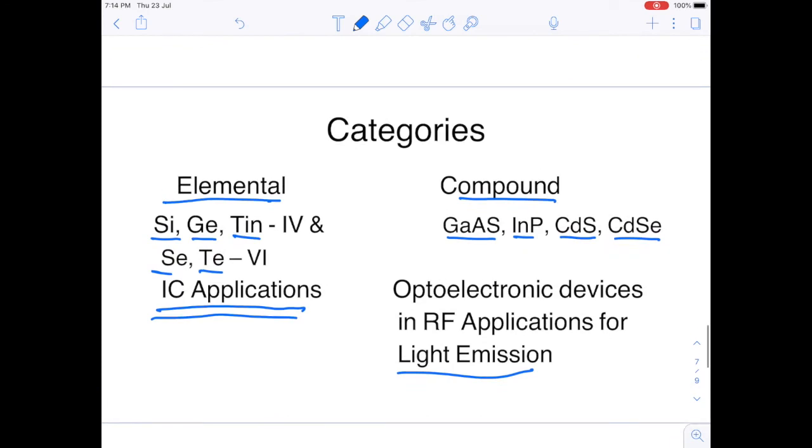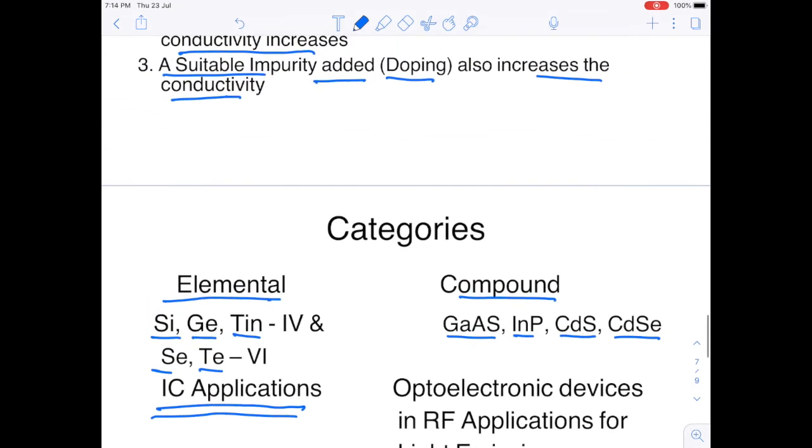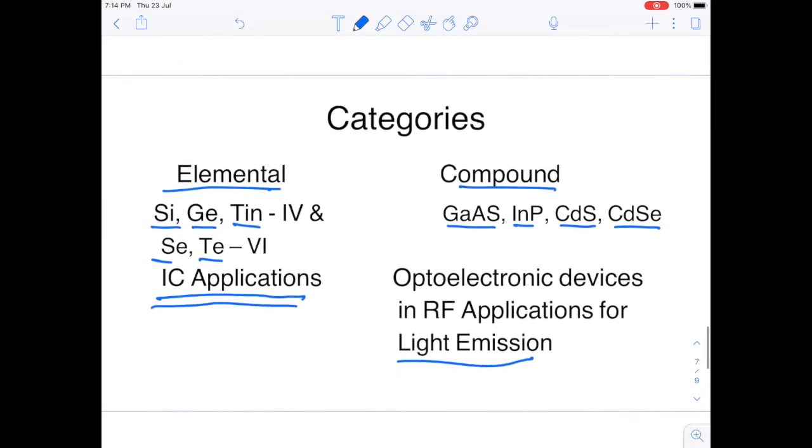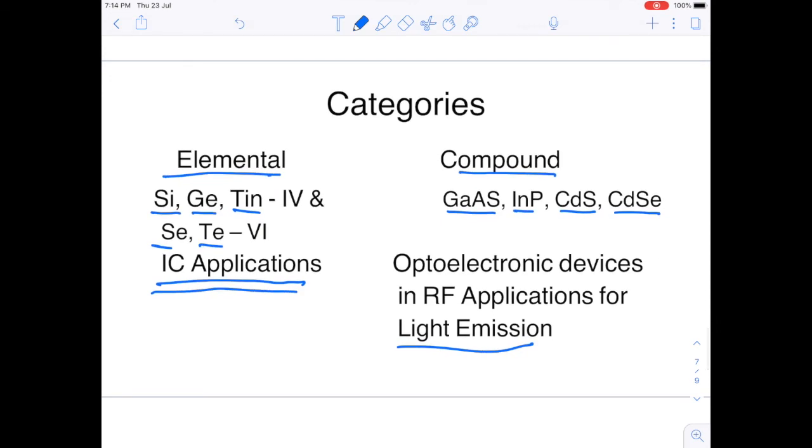In the next video, I will discuss the different types of semiconductors and their structure, and mostly we will discuss silicon and germanium, which are the most widely used semiconductors.